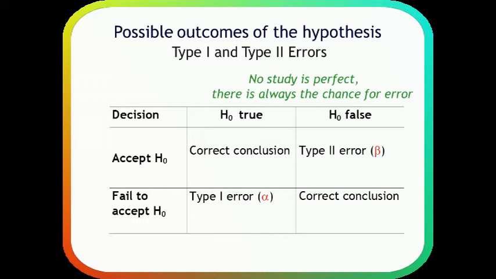If you reject, or fail to accept, a null hypothesis when it is false, it is a correct conclusion. So in order to remember if you are doing the right thing when your null hypothesis is false, please remember the alphabet F. You fail to accept the null hypothesis. If you do that, you have correctly made your decision.